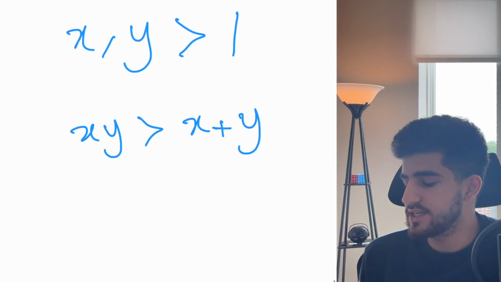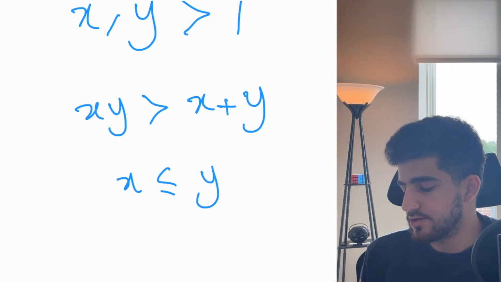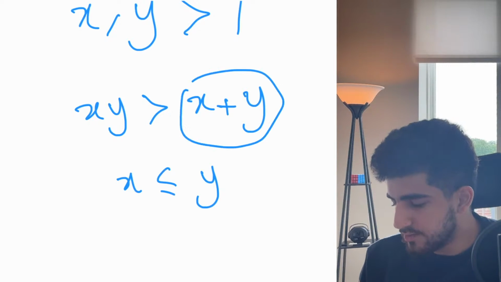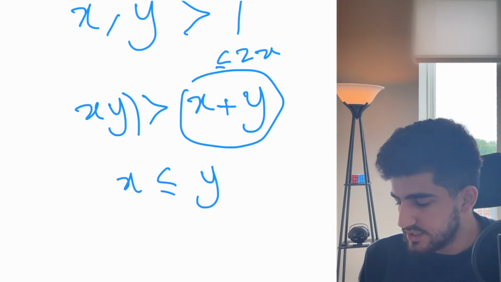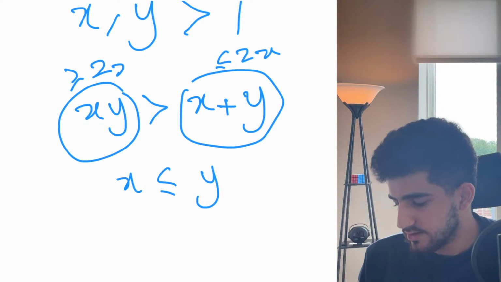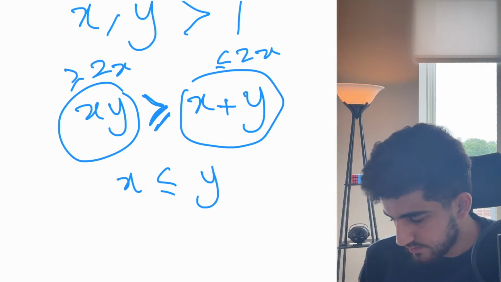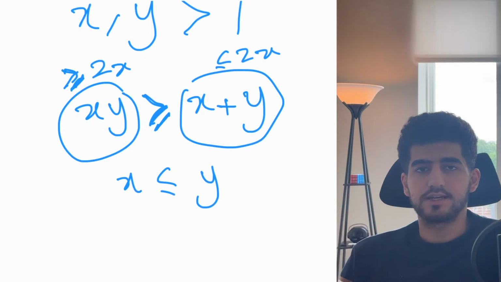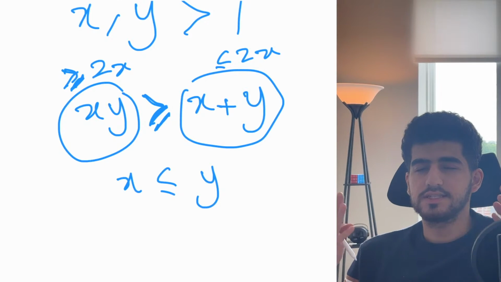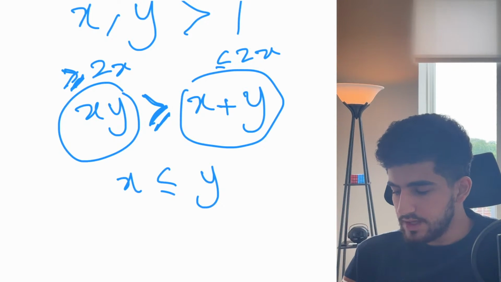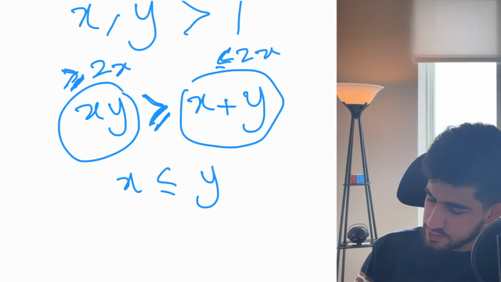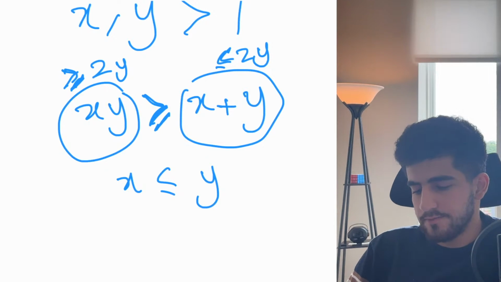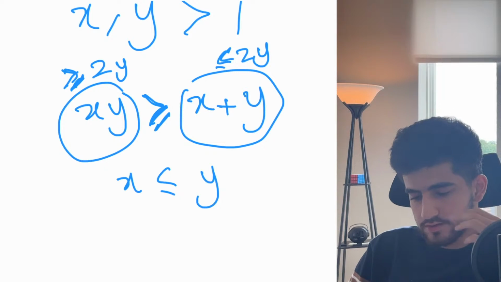Why? Because without loss of generality, assume that y is greater than or equal to x. This number is going to be at most 2x, but this number is going to be at least 2x. It was better to say greater than or equal to. So when you have two numbers, both greater than or equal to 2, the sum of them is less than or equal to the product of them. Why? Because the sum is less than or equal to 2y. I meant 2y, y was greater than x, I'm sorry. x plus y is less than or equal to 2y, and x times y is greater than or equal to 2y.